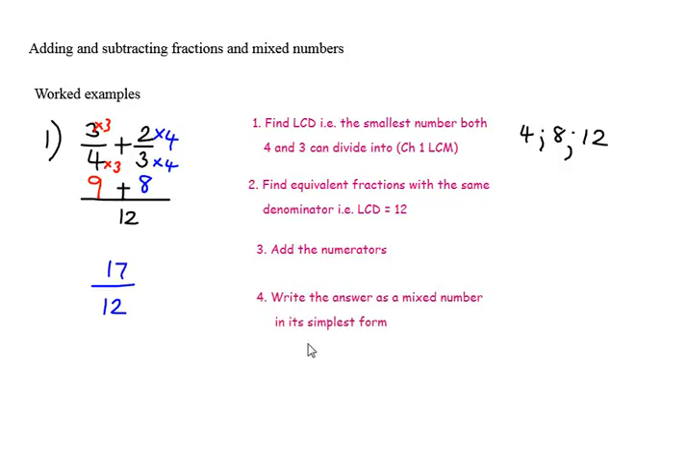Read your questions carefully because sometimes you could just leave it as an improper fraction in its simplest form. Remember equal signs, equal signs. Our skill that we learned just now was 12 goes into 17 once. 1 times 12 is 12, and I've got 5 left over, so it is 5 twelfths. Always check to see that the 5 and the 12 are in simplest form.